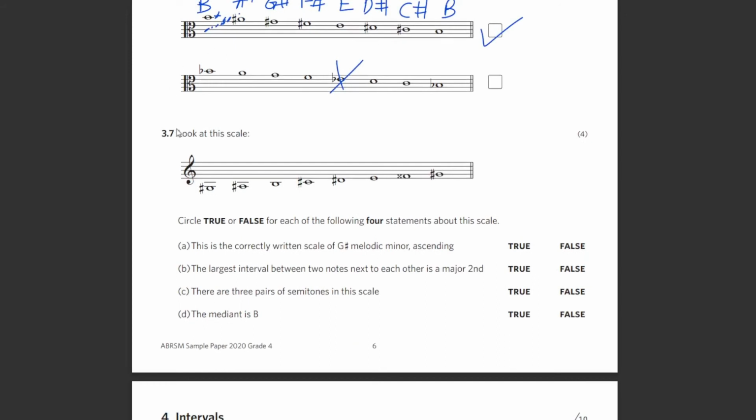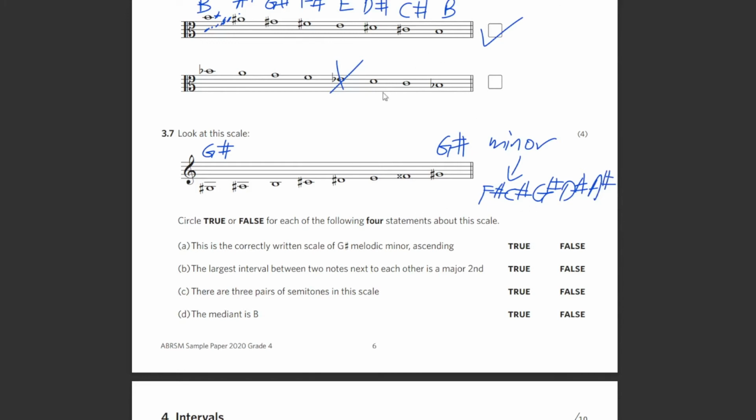Okay, next, let's look at this scale. Then you need to circle true or false for each of the 4 statements about this scale. This is G sharp, and this is G sharp. So it starts and ends with G sharp. And I see a double sharp. Once I see a double sharp, or I see flats with sharps in a scale, very likely it is minor already. Because it starts and ends with G sharp, I know that this is G sharp minor. What key signature does G sharp minor have? It has F sharp, C sharp, G sharp, D sharp, and A sharp as the key signature.